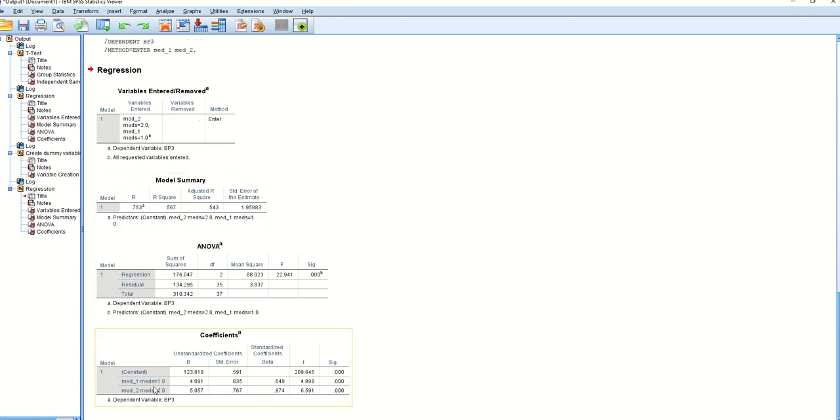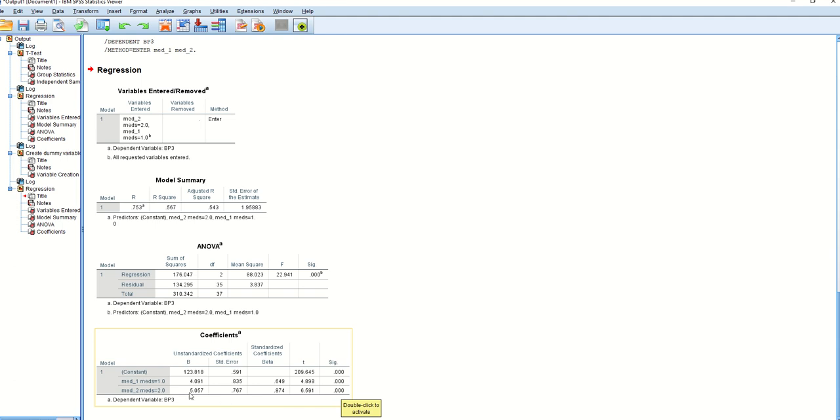Now let's look at the model itself. You get an intercept of 123. You get a slope for med1 equal 4. And if you look at the p-value, it's statistically significant. And for med2, you get a coefficient or a beta of 5, and it is statistically significant as well.